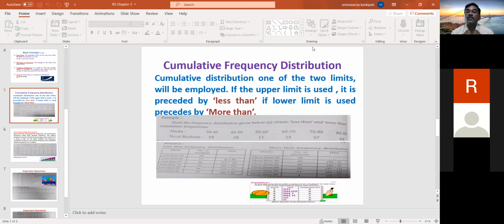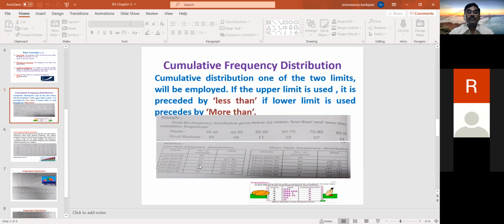And the second table, if you see here, is more than. We talked about less than, now more than. More than means if you take the lower limit, what is the lower limit? 30, the first class. So more than 30 you have to write. Similarly, more than 40, more than 50, more than 60, more than 70, more than 80, like that you have to write. And under this, the frequency distribution from the previous table.